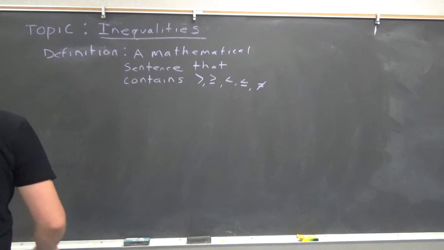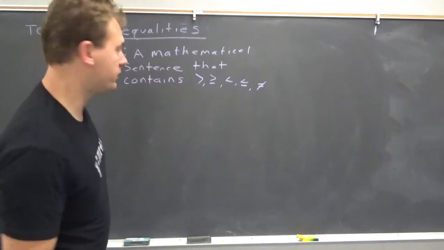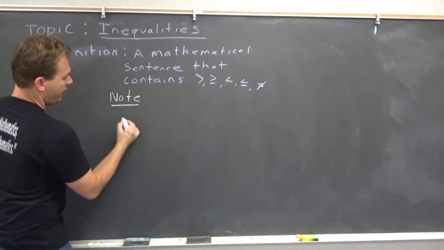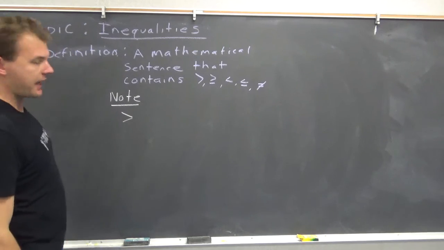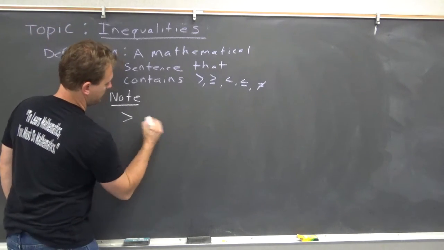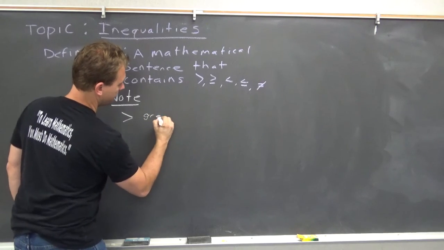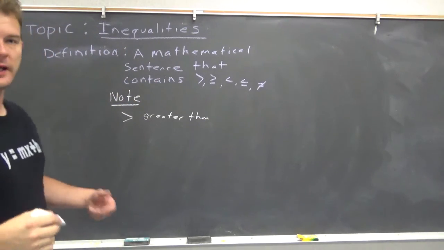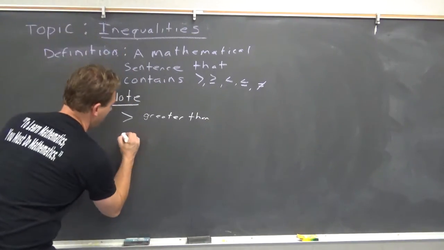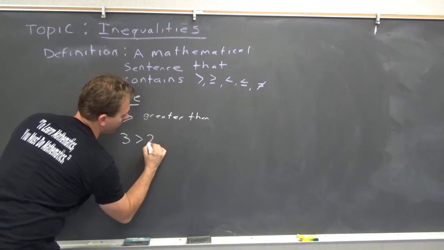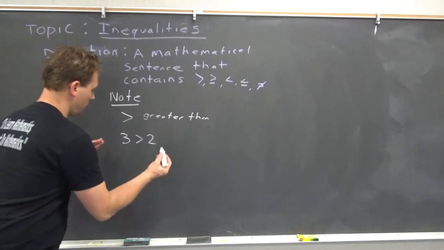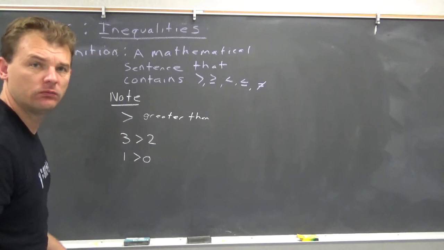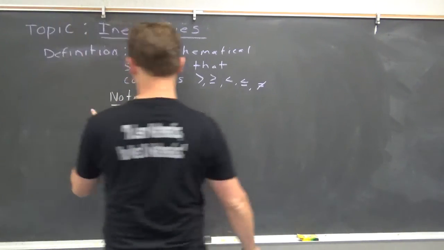Just for our notes, so please write this down, if the alligator goes that way, this is greater than. Alright? So I'll give you an example. 3 is greater than 2. 1 is greater than 0. Okay? So that's the first one.